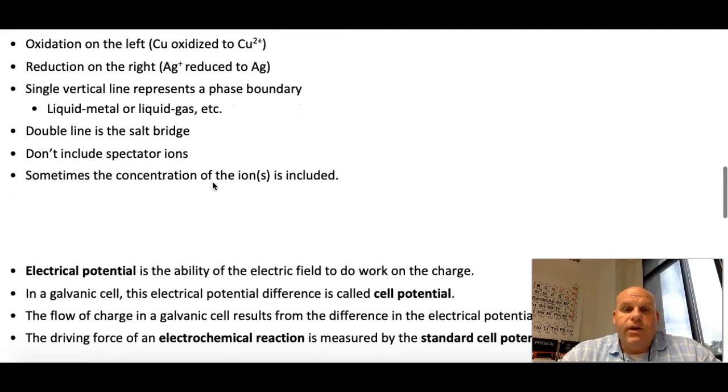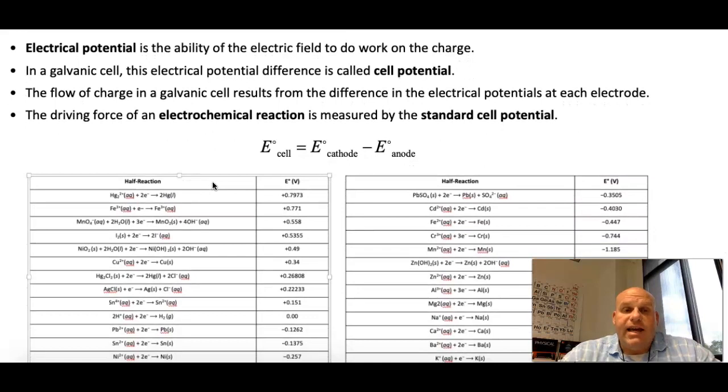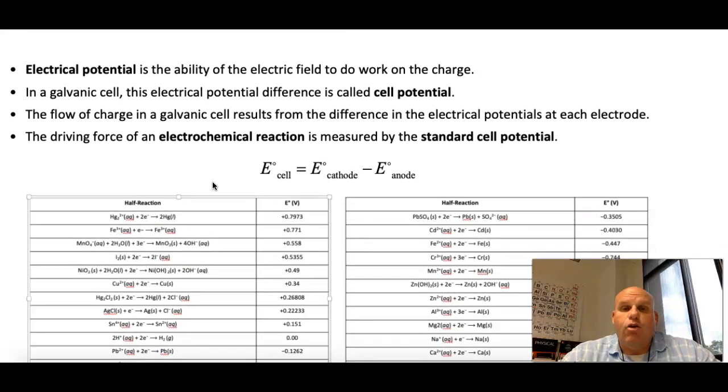Now what we want to be able to do is calculate the electrical potential, or in this case, since we're talking about a galvanic cell, the cell potential. You can see the calculation is pretty simple. The cell potential, denoted by this symbol, is just the potential of the cathode minus that of the anode. The tricky part is determining what is the cathode and what is the anode in a particular reaction, and I'll walk us through a couple of example problems in a second.